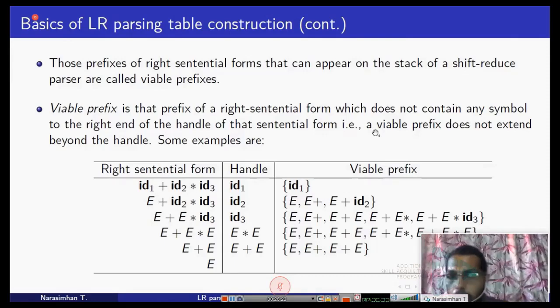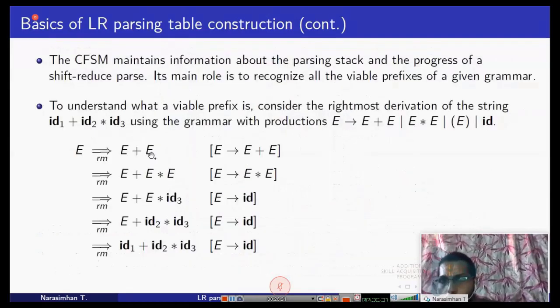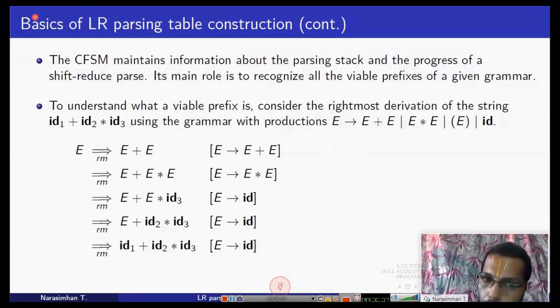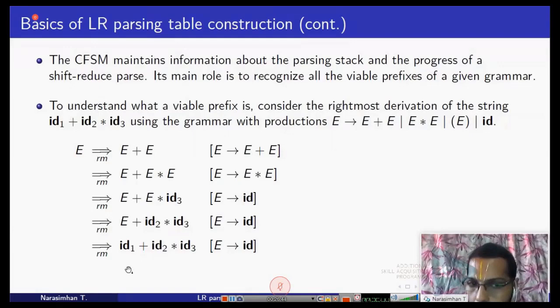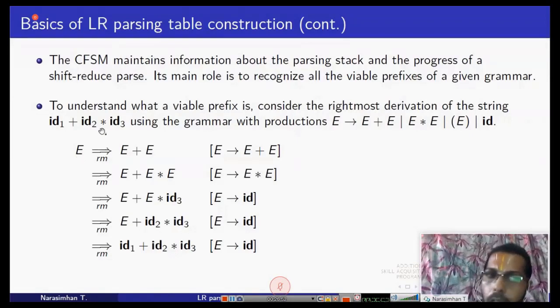So we have already seen the rightmost derivation of this particular string. These are the various right sentential forms. Since we are talking about a bottom-up parser, and a bottom-up parser uses rightmost derivation in reverse, let us consider these right sentential forms in the reverse order. We will start with this right sentential form, move to this right sentential form, then take this, finally to the start symbol E.